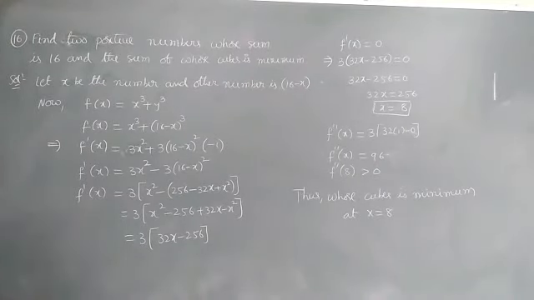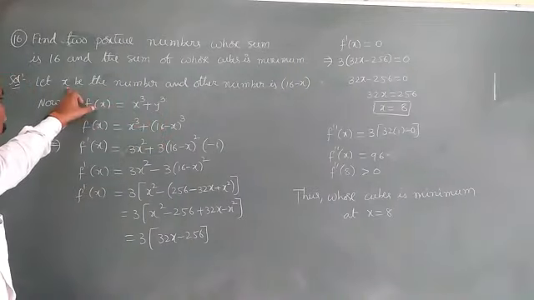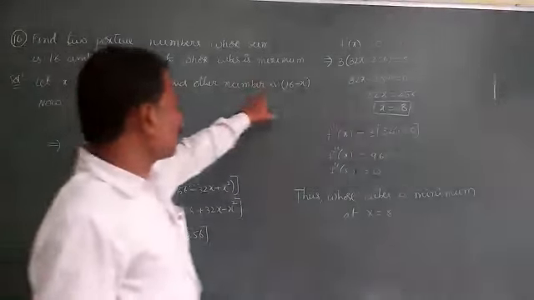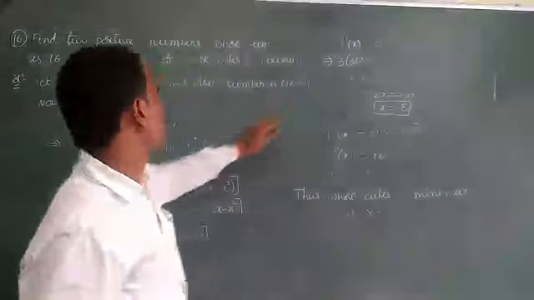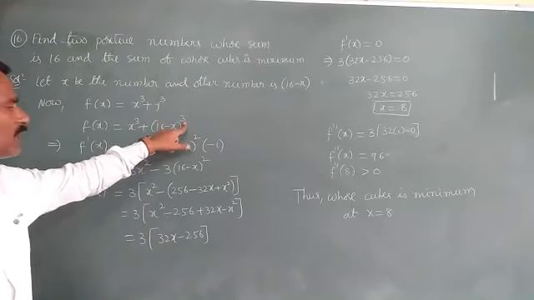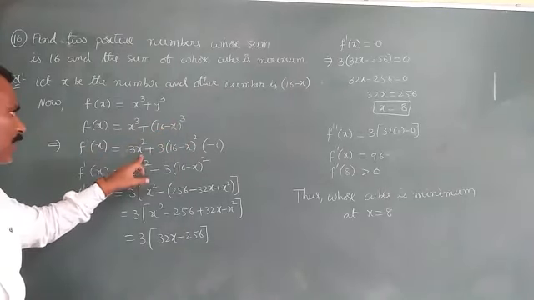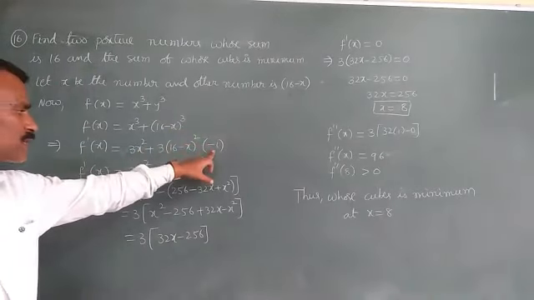Next one also same model. Find two positive numbers whose sum is 16 and the sum of whose cubes is minimum. Sum of whose cubes means f of x is equal to x cube plus y cube. One of the numbers is x, so definitely the other number is 16 minus x, because the sum of the two numbers is 16. So x cube plus 16 minus x whole cube; take the first derivative: 3x square plus 3 into 16 minus x whole square into the derivative of 16 minus x, which is minus 1.